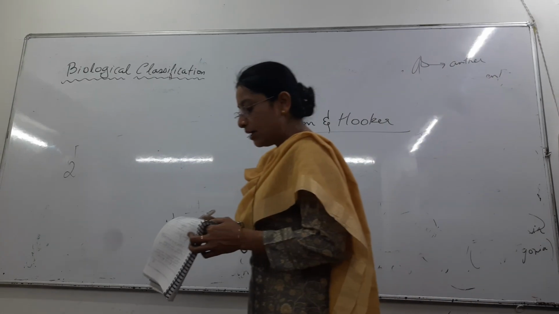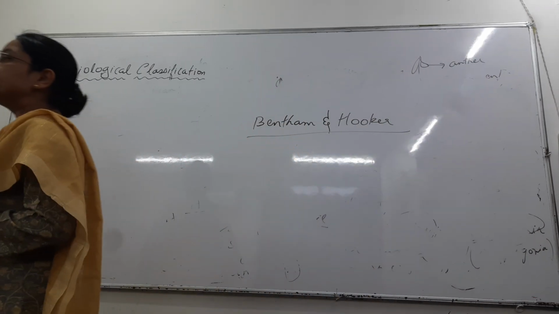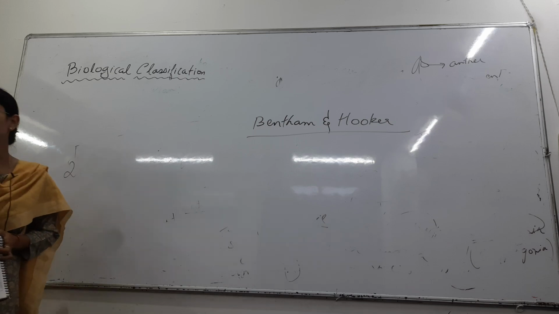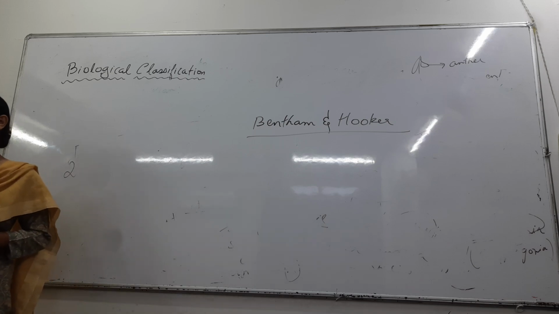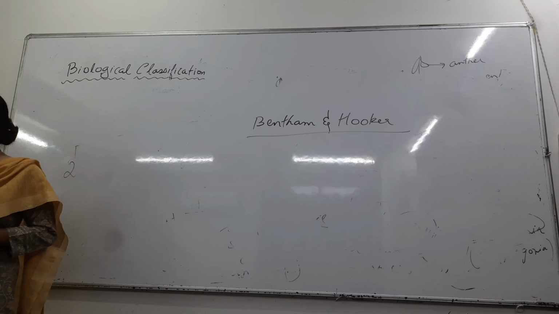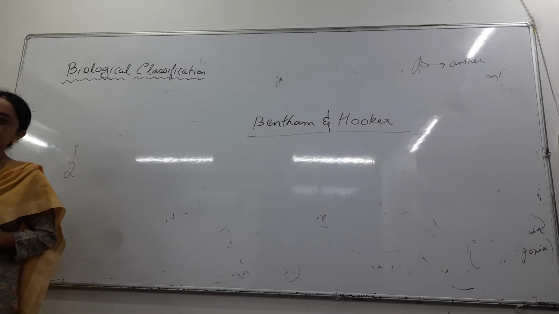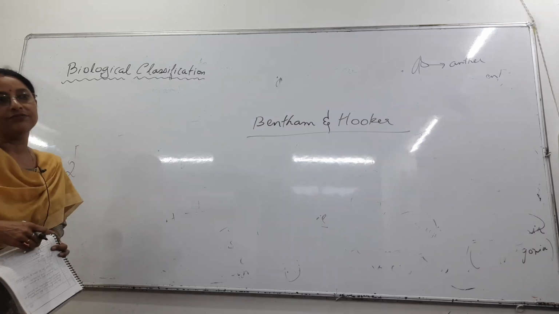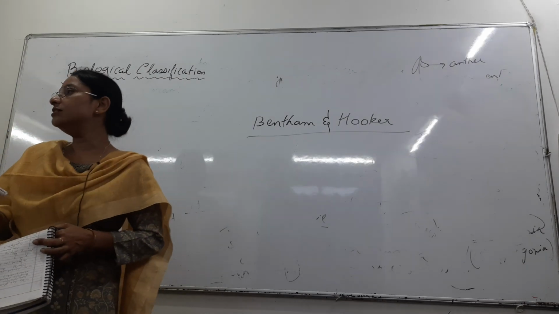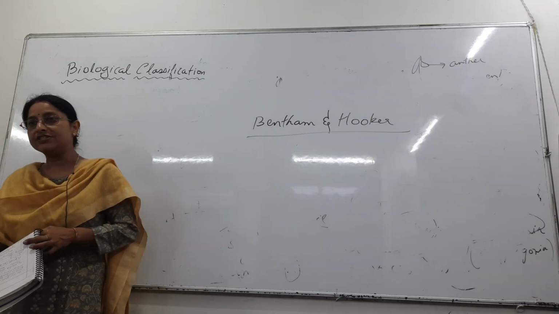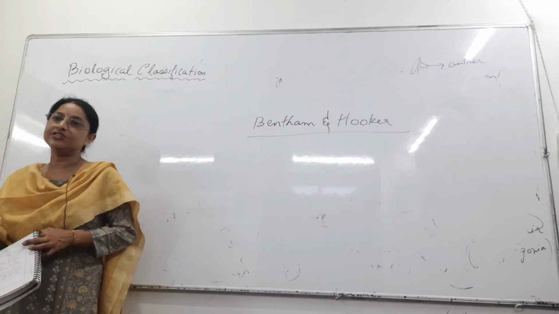Right? So they were related to the Royal Botanical Garden. Do you know what a botanical garden is? A botanical garden, what is it? It's a means of conservation. A zoological park, what is it? It's a means of conservation. When we talk about conservation, we come across two words. One is called in situ conservation and the other is ex situ conservation.